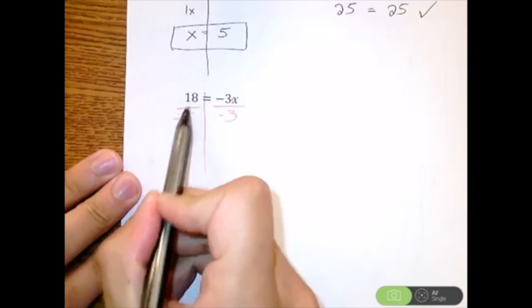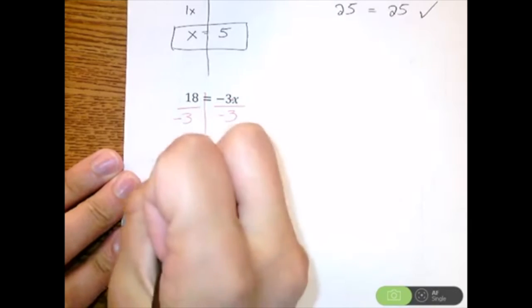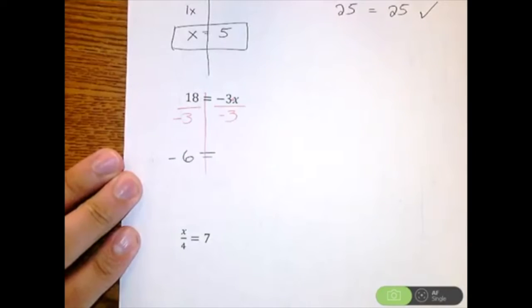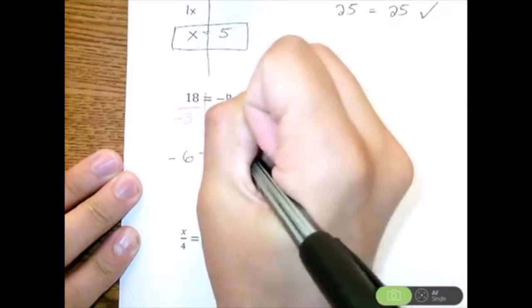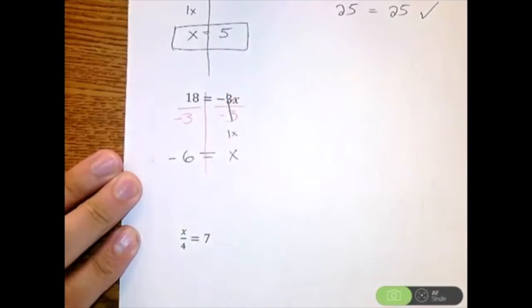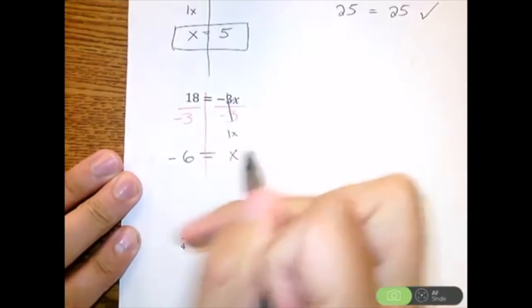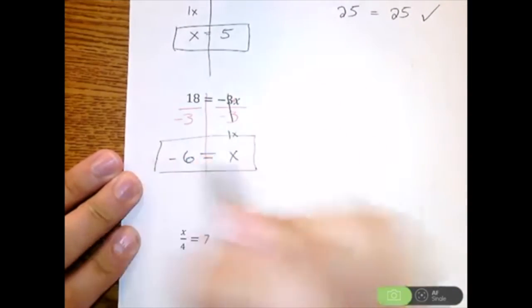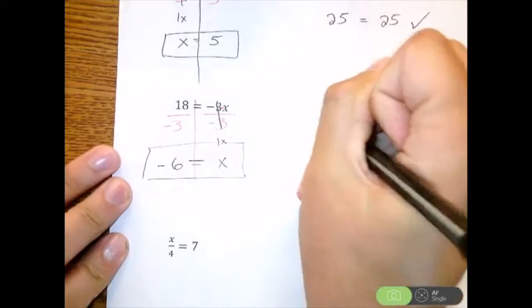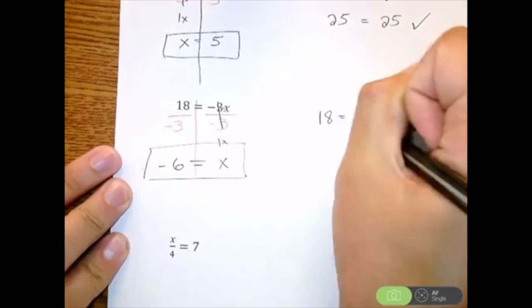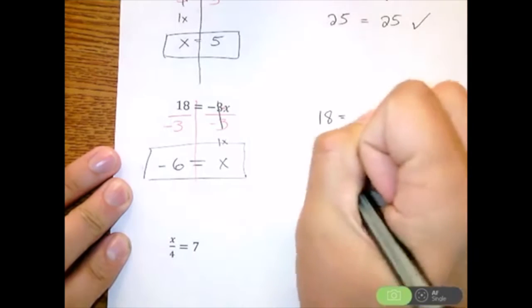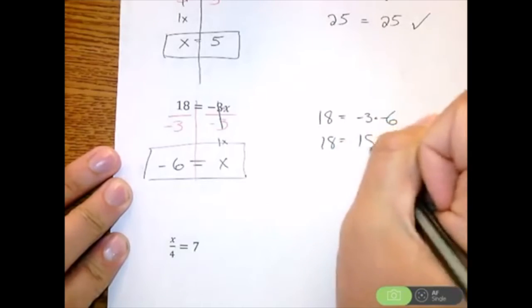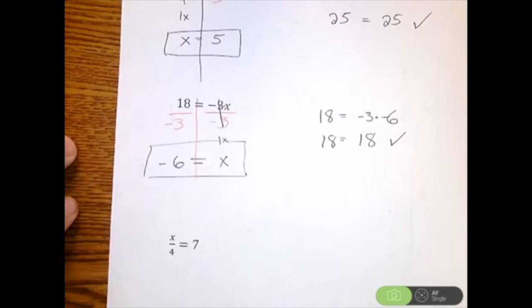Clean this up now. 18 divided by negative 3 on the left side is going to be negative 6. On the right side, that negative 3 divided by negative 3 really just becomes a 1x, which is just x. So the negative 3's are gone, and you just get x. So we have x equals negative 6. Gotta check it. So we have 18 equals negative 3 times negative 6. Negative 3 times negative 6 is 18. So we get 18 equals 18.